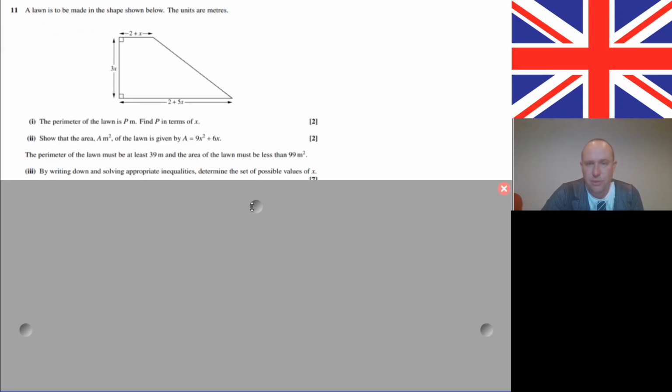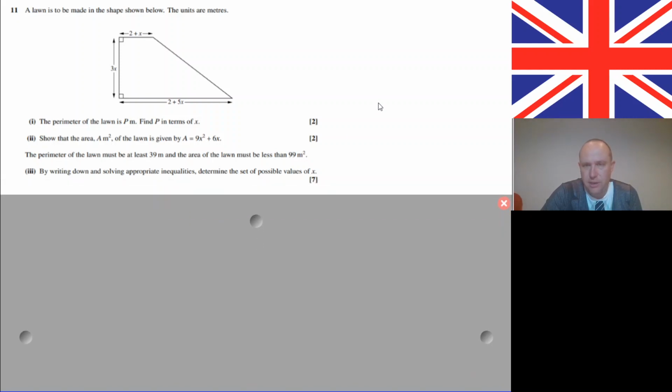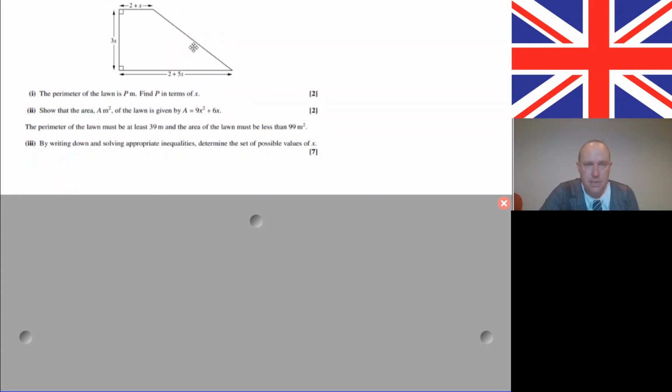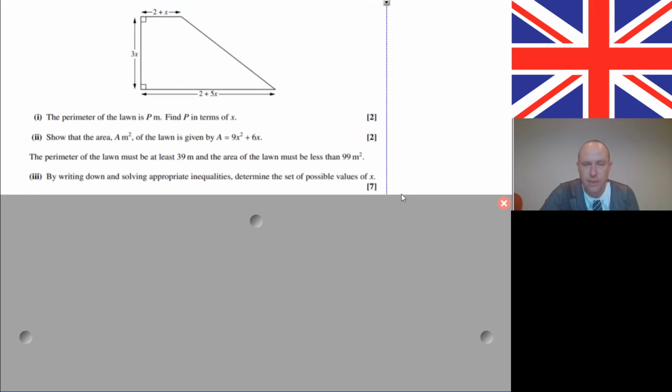This is our last question. This one's kind of a longer question here. 2, 2, and 7. We got a lot of points on here. The lawn is made of the shape below, and the units are meters. All right, I'm going to zoom up a little bit now and make this bigger. Now we know what that actually says, and we can see it a little bit better. The perimeter of the lawn is P, find P. Only 2 points, so it can't be anything too complicated.